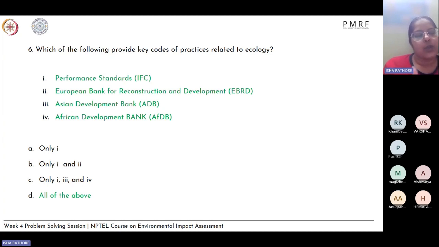So relating to ecology, we have the performance standards by IFC, the International Finance Corporation, the European Bank for Reconstruction and Development, EBRD, Asian Development Bank, ADB, and the African Development Bank, AFDB. All of them give you key codes of practice relating to ecology. So D, all of the above, is the correct answer. Moving on to the next question.